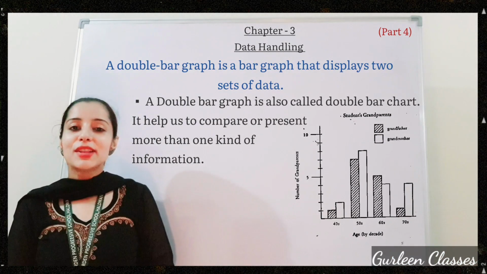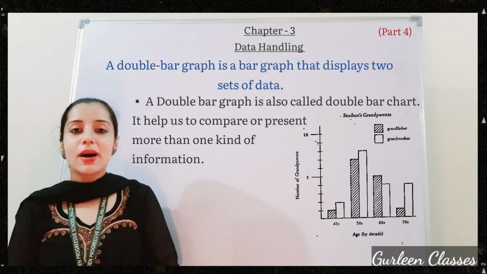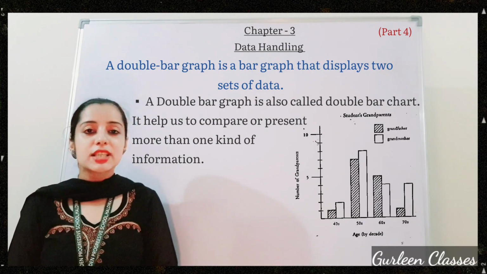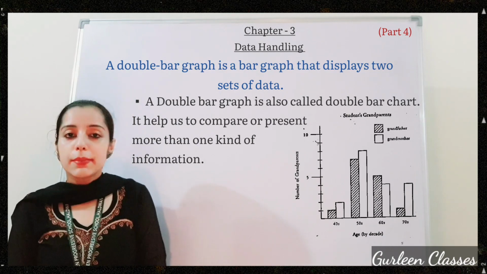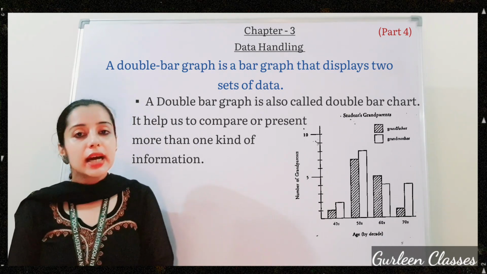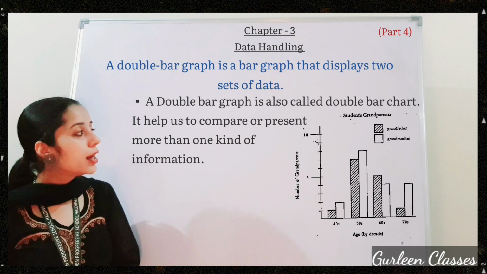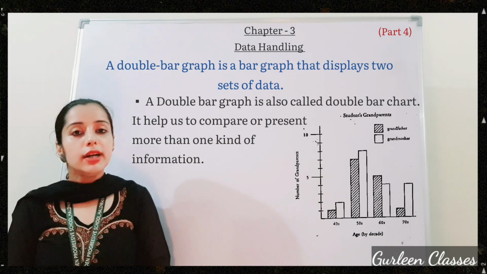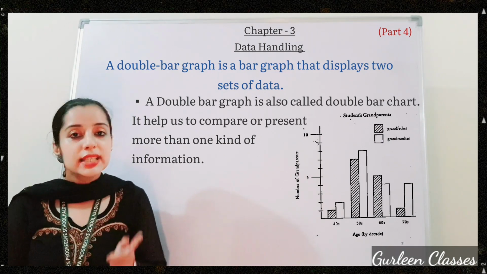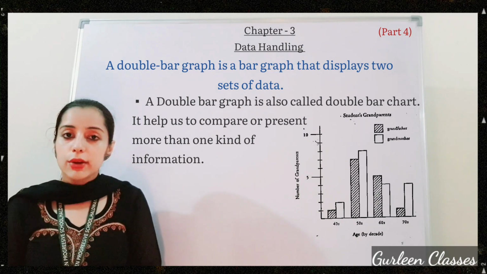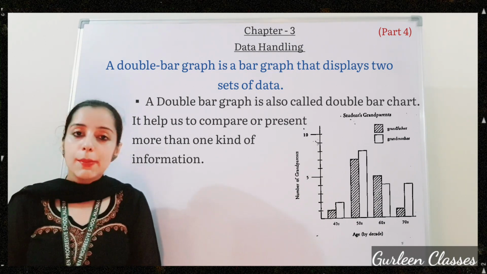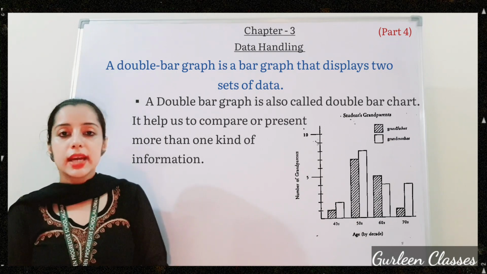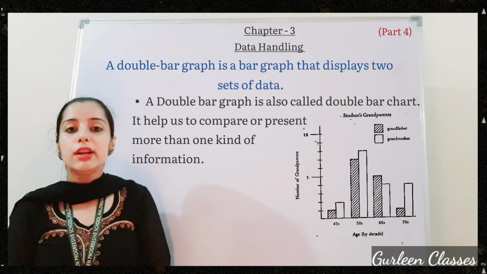So let us start with the first topic of today, the double bar graph. A double bar graph is a bar graph that displays two sets of information. It is also called a double bar chart. In the figure you can see we have drawn a double bar graph. The figure is the same as a bar graph, but there we draw only a single bar and here we will draw double bars. It helps us to compare or present more than one kind of information.